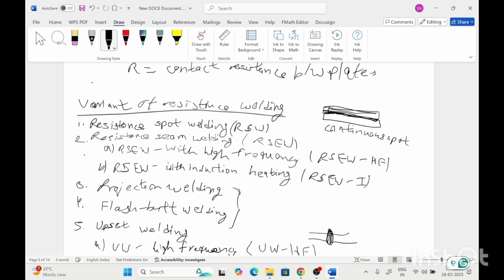The seam welding is where these two plates are kept in contact, and the electrode is moved along the interface of the two plates continuously. Means continuous spot welding happens in this second case. So that's why it is called seam welding.